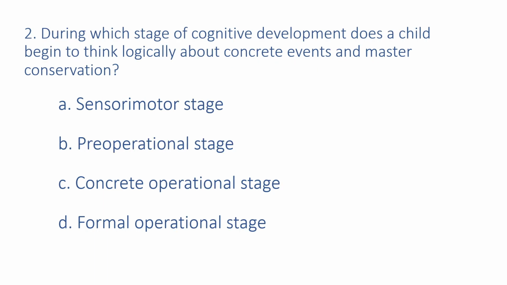The next question: during which stage of cognitive development does a child begin to think logically about concrete events and master conservation? Sensorimotor stage, pre-operational stage, concrete operational stage, and formal operational stage. It is concrete operational stage, option C. Children in the concrete operational stage, age 7 to 11 years, develop logical thinking about physical objects. They also master the concept of conservation, understanding that quantity remains the same despite changes in shape.